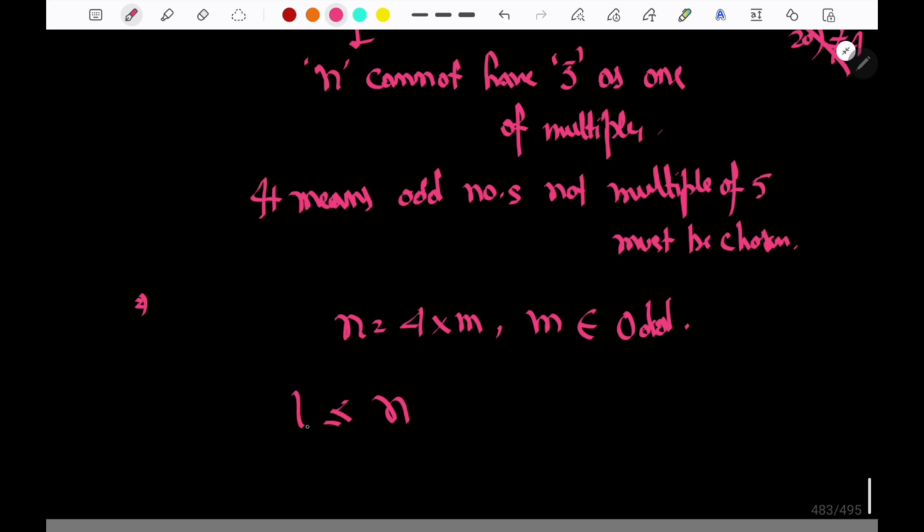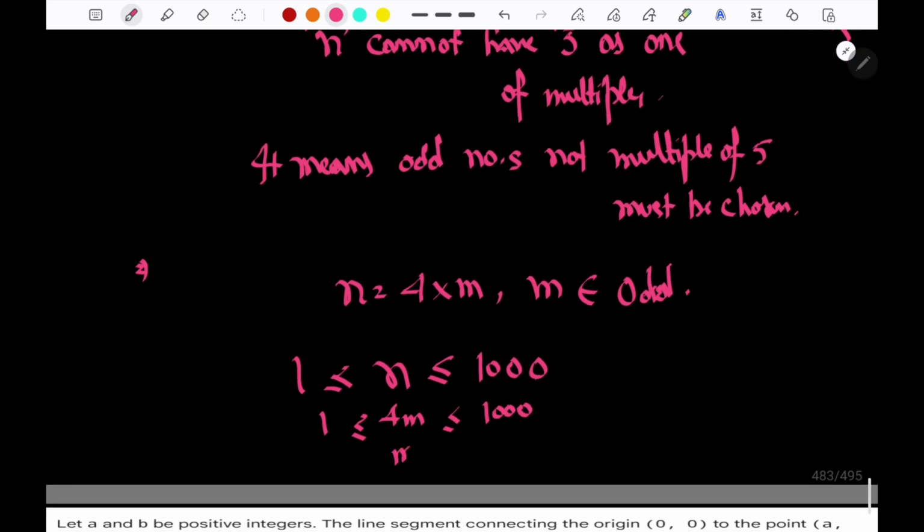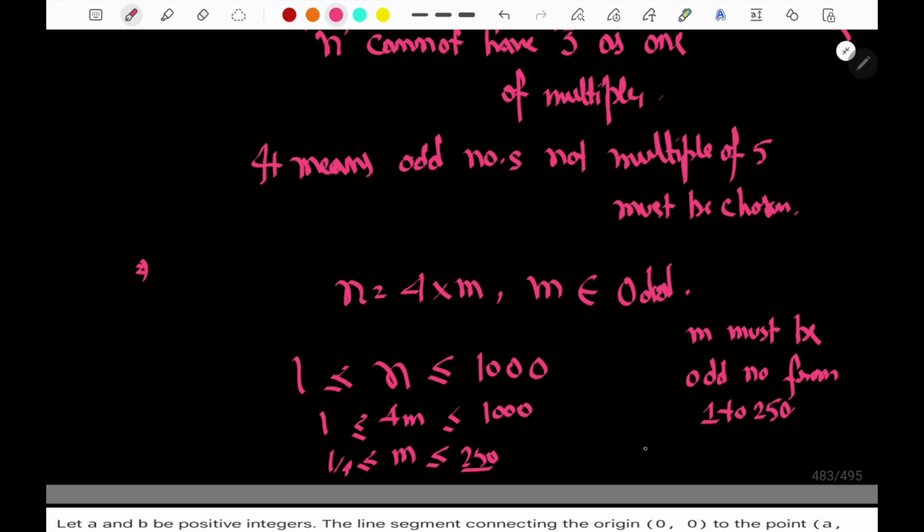Now n is from 1 to 1000. So 4m belongs from 1 to 1000. So m belongs to 1 to 250. So m must be an odd number from 1 to 250 and not a multiple of 5. Done. So how do we count like this?